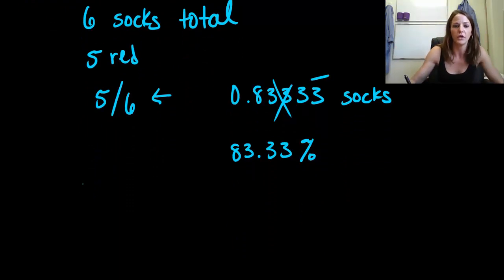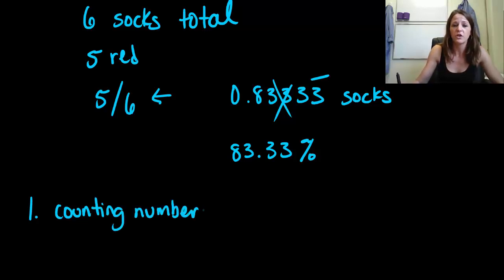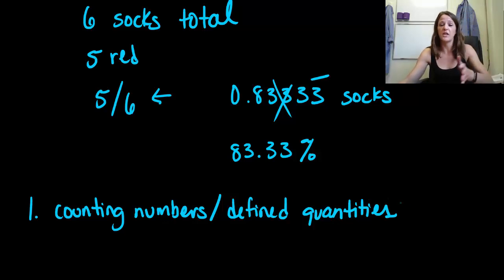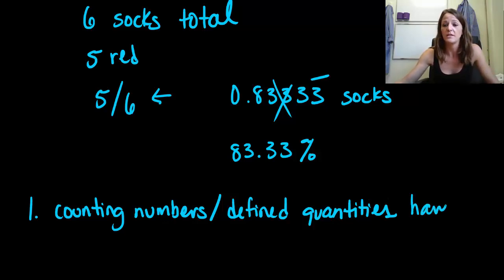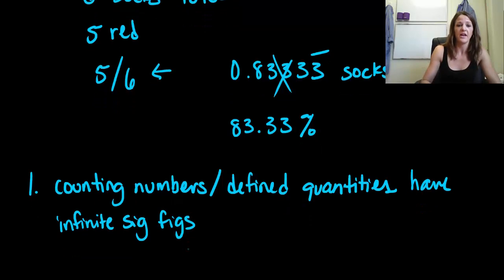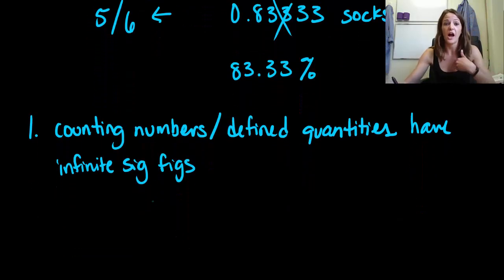So let's go through these very quickly. The first one is the easiest one, and it's basically that whenever you have counting numbers, another way you could call them would be defined quantities, either of these, counting numbers or defined quantities, have what we consider infinite Sig Figs. Let me be a little bit more clear about that. Let's say I'm going to communicate to you that I have 2 dogs. I have a Rottweiler and I have a crazy dog, so there's 2 of them. I know that I have exactly 2 dogs at home.